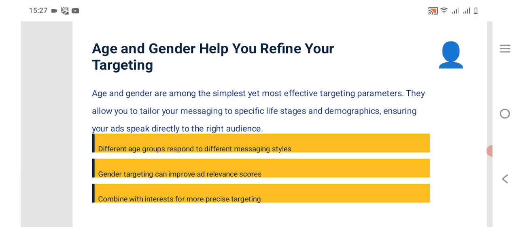Now you need to combine it with interest for more precise targeting. But like I told you, with the Meta Andromeda update, you need to work on your creatives. And please let me add this.